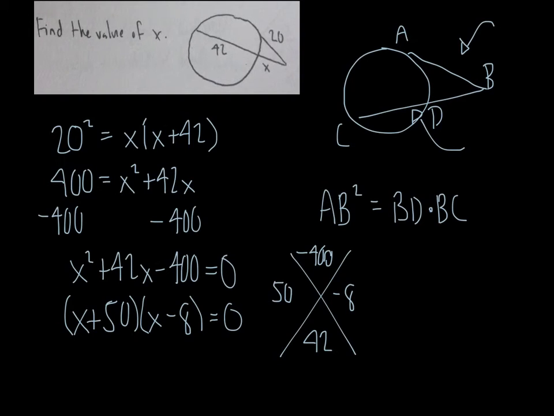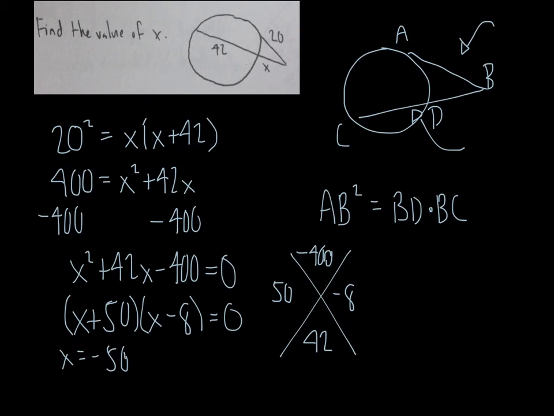What this tells us is that this times this is equal to 0. So either this part needs to equal 0 or this part needs to equal 0. How do we make this 0? Well, for that to be 0, x has to equal negative 50.